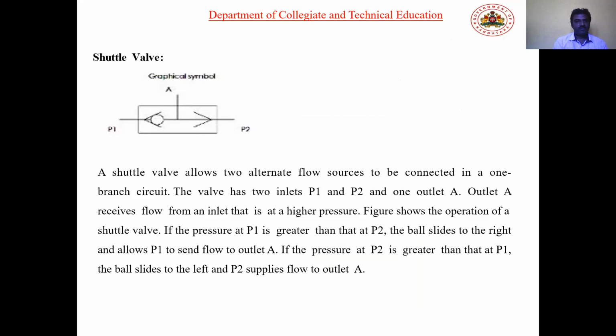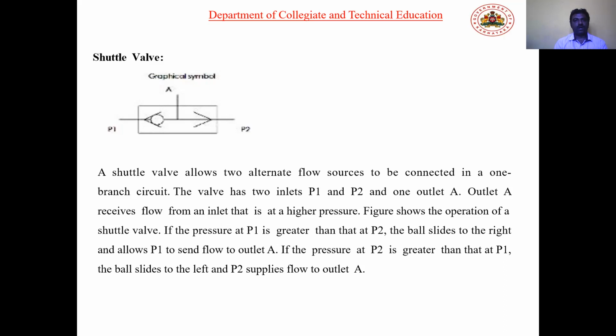Outlet A receives flow from an inlet that is at a higher pressure. The operation of a shuttle valve: if the pressure at P1 is greater than that of P2, so we have two inlets, P1 and P2, the valve slides to the right and allows P1 to send flow to outlet A. And if the opposite occurs, that is, if the pressure at P2 is greater than that of P1, the valve slides to the left and P2 supplies flow to outlet A.